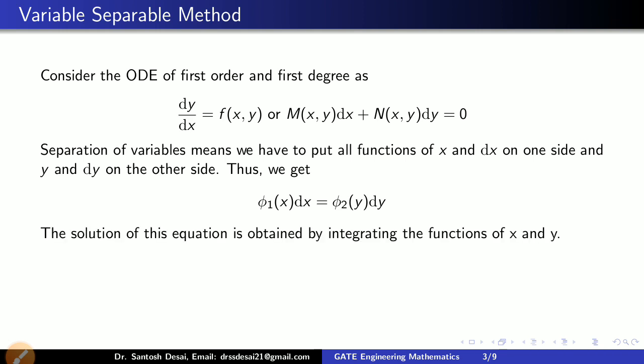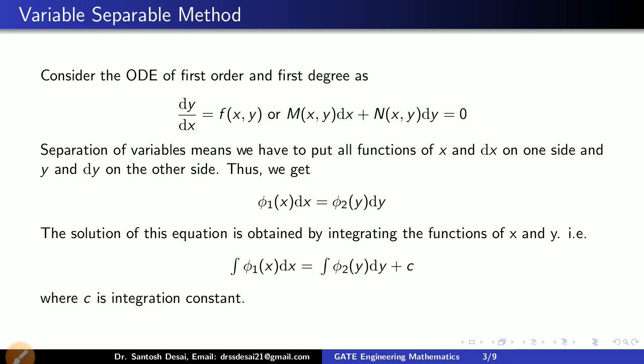If you separate the variables, then the solution of the given equation is obtained by integrating the function of x with respect to x and the function of y with respect to y. So therefore, integrating, we get integration of phi1(x) dx is equal to integration of phi2(y) dy plus c, where c is the integration constant. So this is the method to solve the ordinary differential equation of order 1 and degree 1.